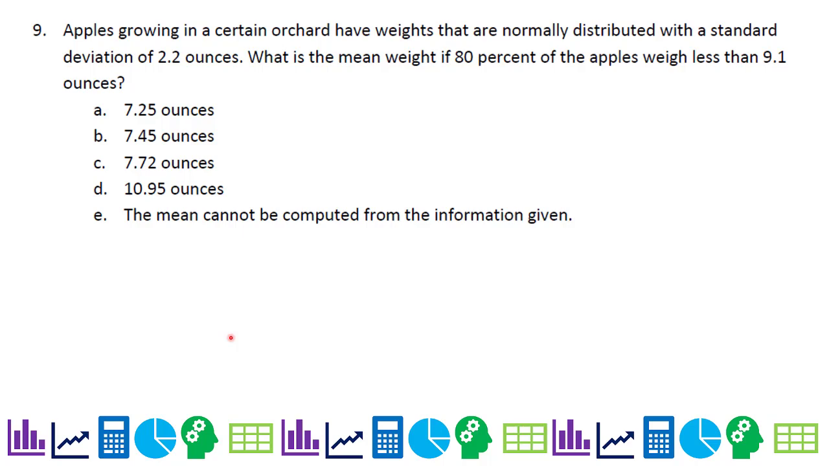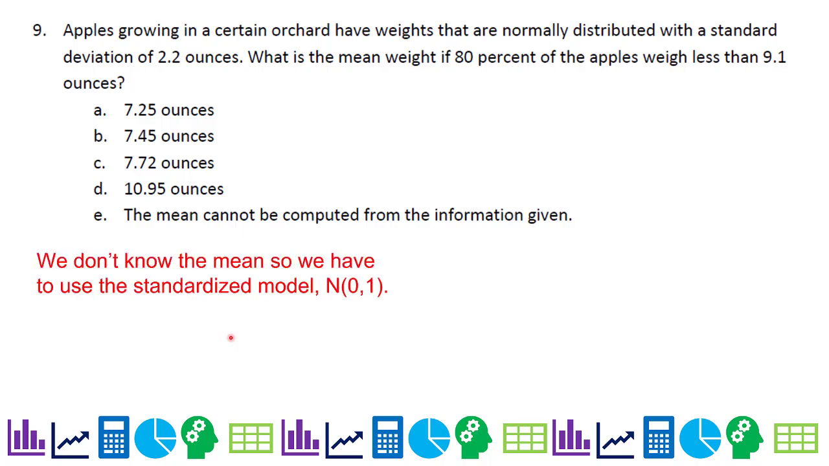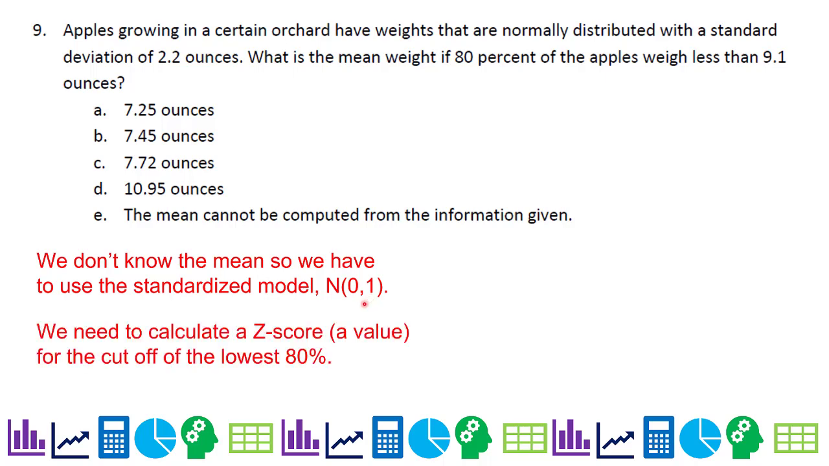All right. Apples grown in a certain orchard have weights that are normally distributed with a standard deviation of 2.2 ounces. What is the mean weight if 80% of the apples weigh less than 9.1 ounces? So good news is this is not conditional probability. However, we don't know the mean, so we have to use the standardized model. That's where the mean is 0 and the standard deviation is 1. We're going to be doing a z-score. We're actually calculating a z-score because we know the area. The z-score is the value for the standardized model, and the area is the percentage or probability on the standardized model. Actually, that is true on all models, not just the standardized.